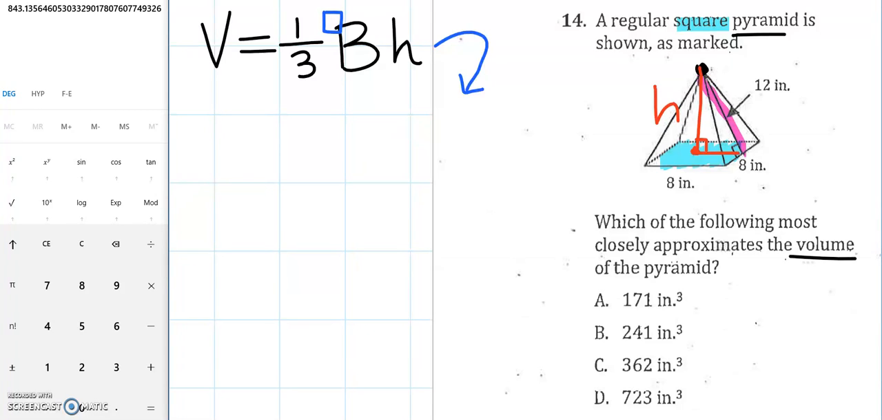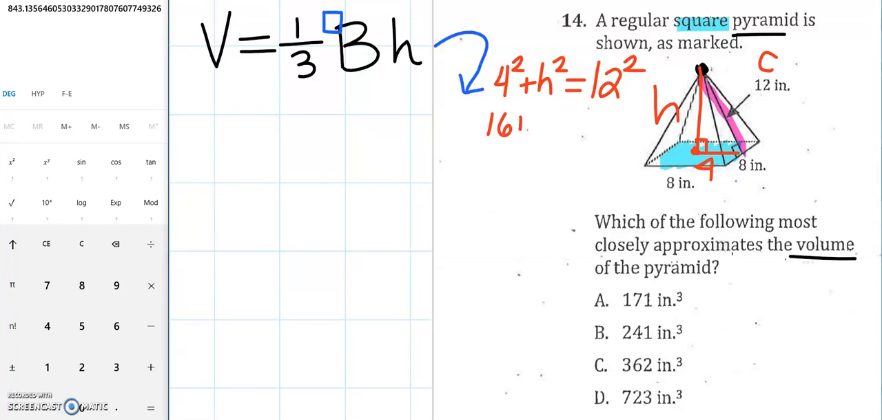I have that bottom side length. It's not going to be 8, it's going to be 4, because it's starting from the center of the square and going to one side of that square. So it's going to be half of the 8-inch side. So taking a look at what I have, I'm going to be solving for h. I have the 4 and I have the 12 as my c value. So Pythagorean theorem. 4 squared plus h squared equals 12 squared.